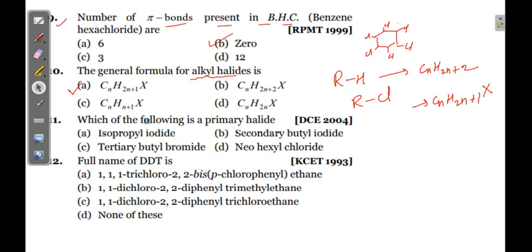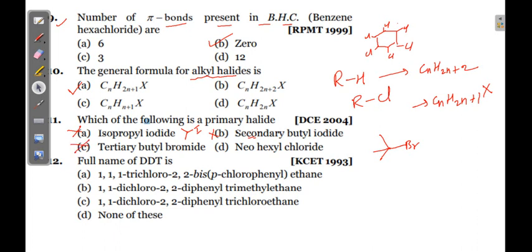Next, which of the following is a primary halide? Isopropyl iodide is secondary. Secondary butyl, the name already says secondary, so this is also not. Tertiary butyl bromide means like this, this is the tertiary butyl bromide. So this one is also wrong.